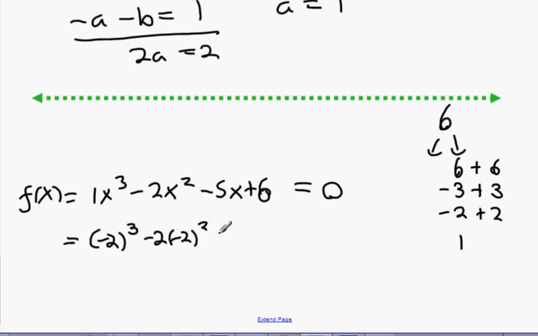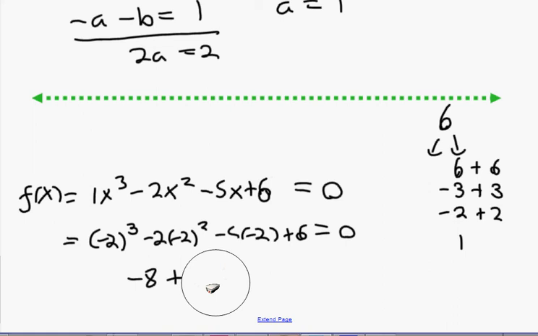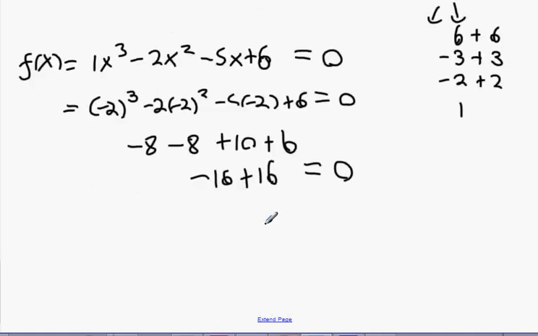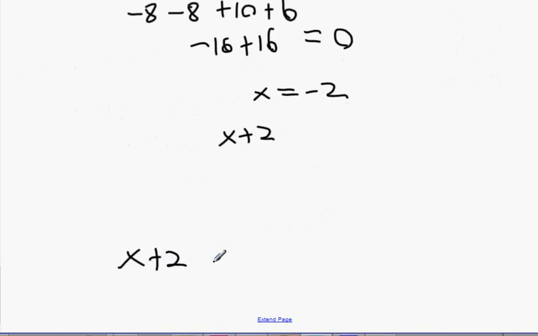Minus 2 cubed, minus 2 times minus 2 squared, minus 5 times minus 2 plus 6 equals 0. You're going to get minus 8 plus 8. Is that plus 8? Minus 8, sorry. It has to be minus 8, because of the extra minus on the outside. Minus 8 plus 10 plus 6. Minus 16 plus 16 equals 0. You now know that if x equals minus 2 is a root, x plus 2 is a factor.